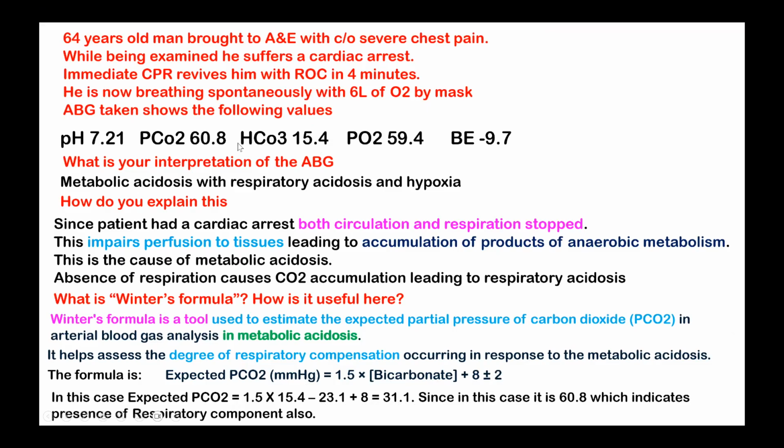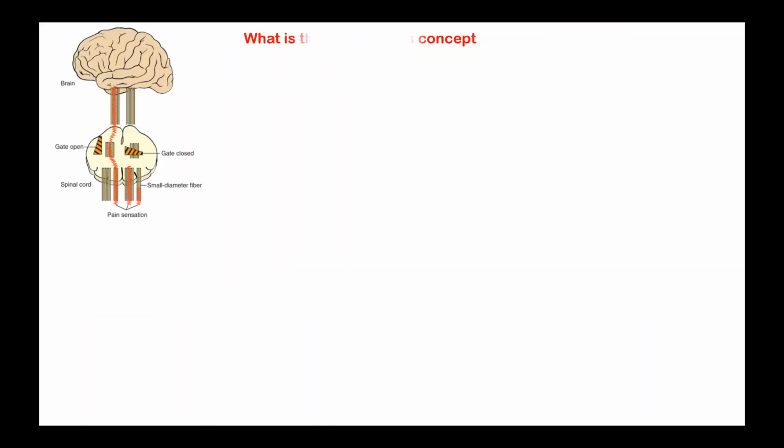But here it is almost double, 60. So it indicates that patient also has a respiratory component. That is how you confirm that it is a multiple disorder, not only a simple metabolic acidosis problem, it is also a respiratory acidosis. So later on when we take class on acid-base balance, we will learn about that.